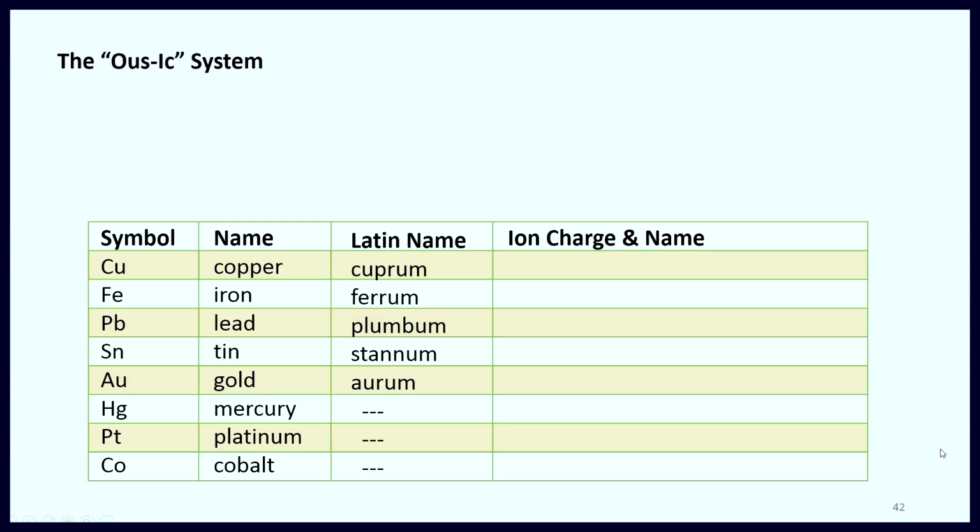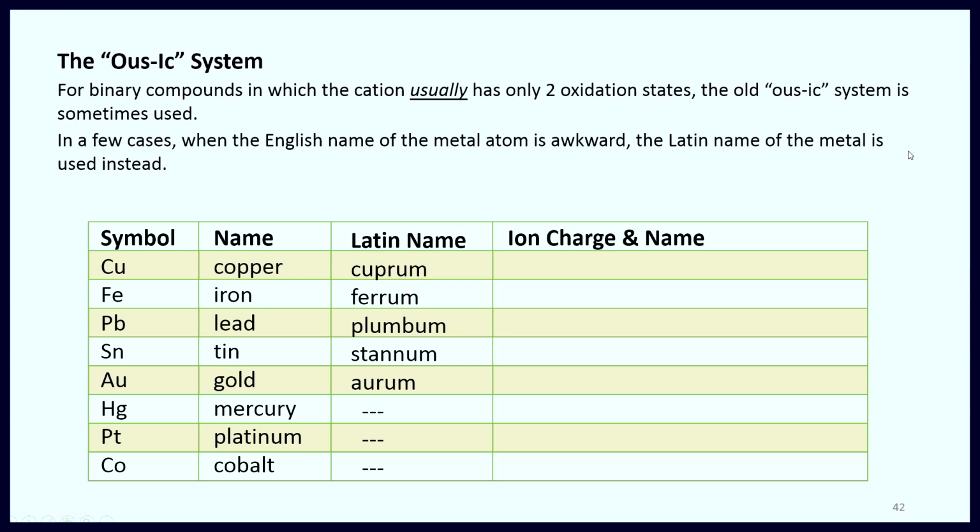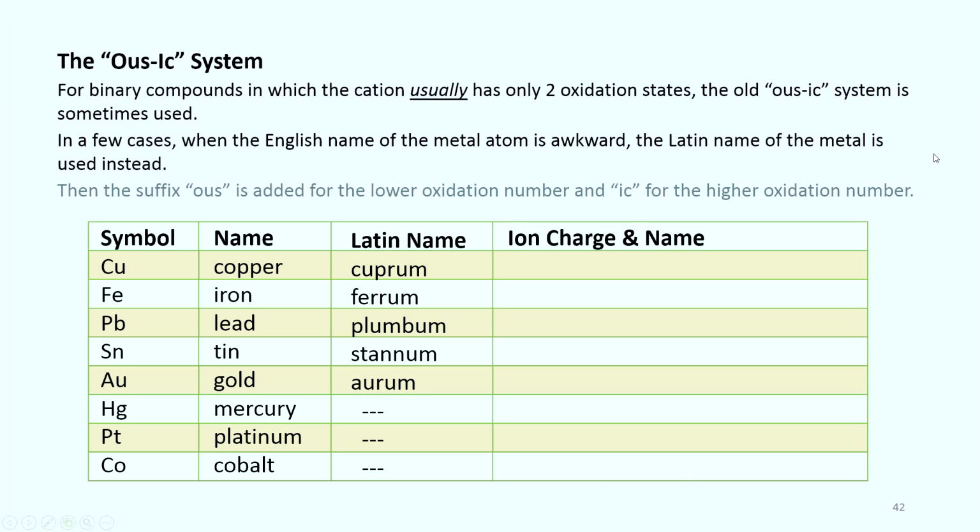And finally, we have the -ous/-ic system. Very short, very simple. For binary compounds in which the cation has only 2 oxidation states, this old -ous/-ic system is sometimes used. And in a few cases, when the English name of the metal atom is awkward to attach -ous or -ic to it, the Latin name of the metal is used instead. So the suffix -ous is added to the lower oxidation number, and the suffix -ic for the higher oxidation number.